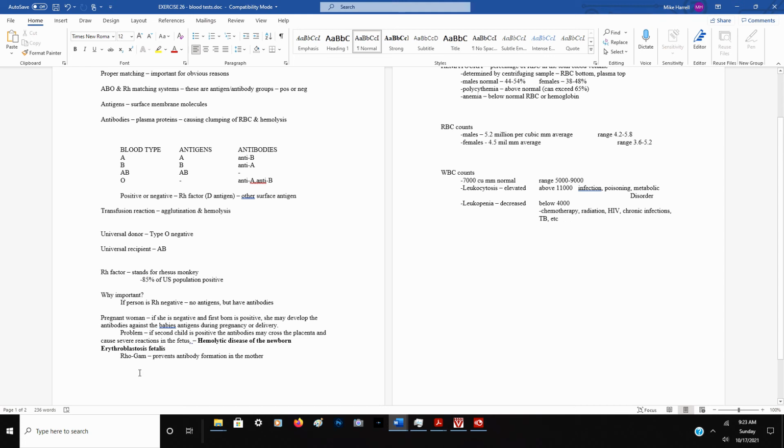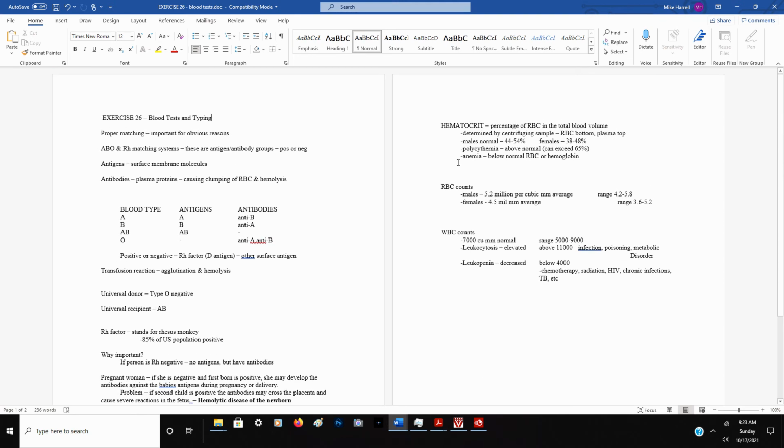So that could be deadly, but they have a handy little drug called Rogam that prevents the antibodies from being formed in the mother. So let's just say theoretically a mother, something like O negative, B negative, whatever. If she doesn't have that Rh factor, well, there's a very good chance that baby does. You can bet she's probably going to get that Rogam at that time.